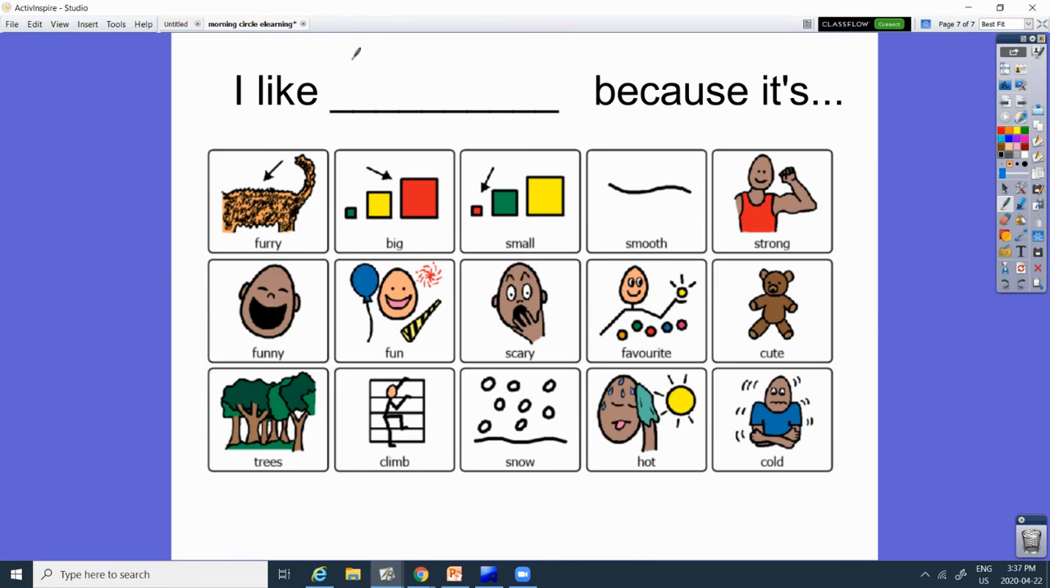So you're going to write, I like, and you can write monkeys, penguins, or rhinos because it's, and choose a reason. So you can either point or you're writing it down. You like it because it's furry, it's big, it's small, it's smooth, it's strong. You think maybe it's a funny animal or it's a fun animal, or maybe you like it because it's a scary animal or it's your favorite animal. You think it's cute. Maybe because it lives in the trees or it likes to climb, because it lives in the snow and you like the snow.